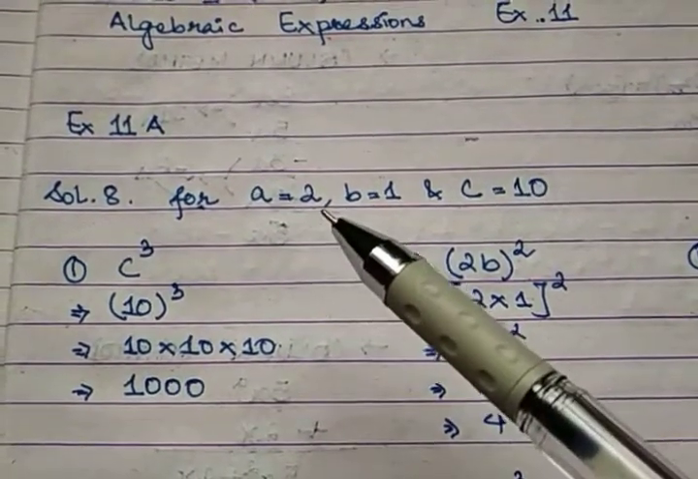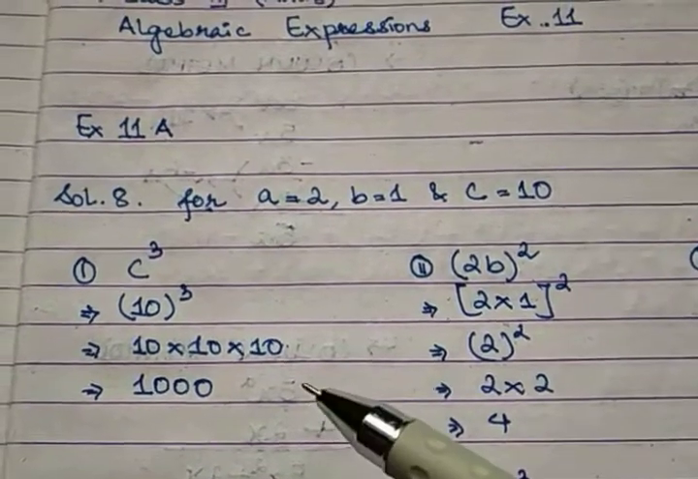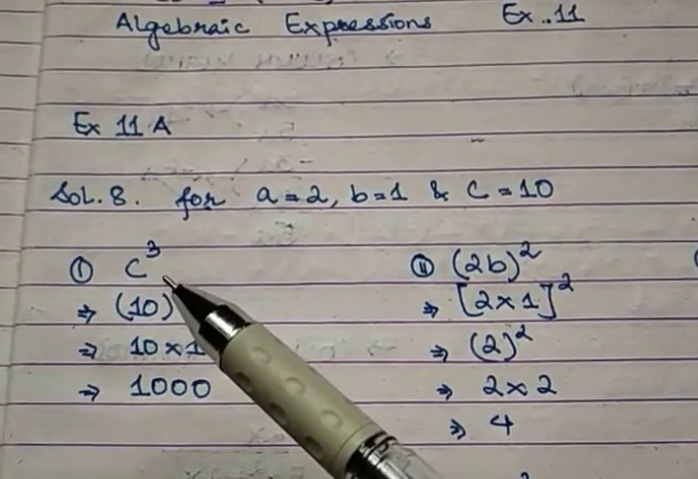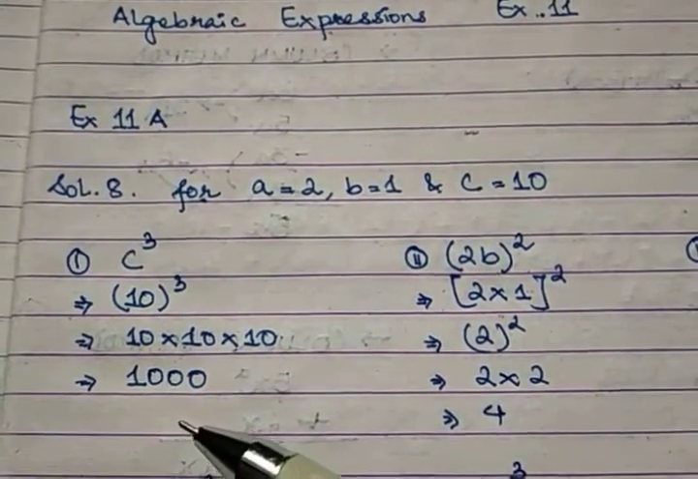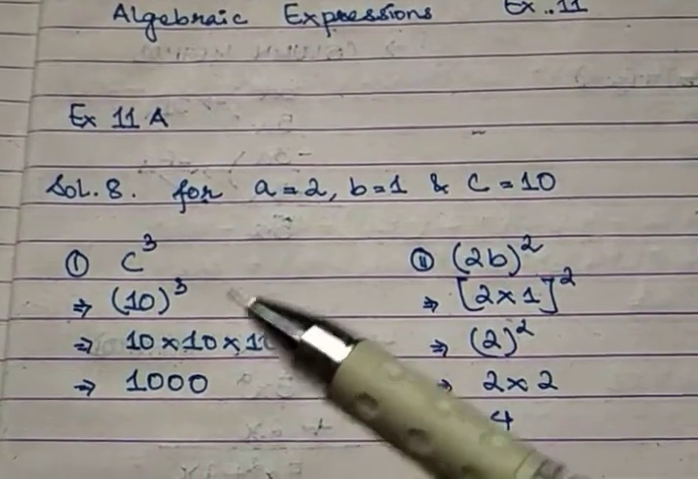The value of a is given as 2, b is given as 1, and c is given as 10. The sum is given in terms of variables, so we need to find the exact constant value when the terms are expressed in terms of variables.